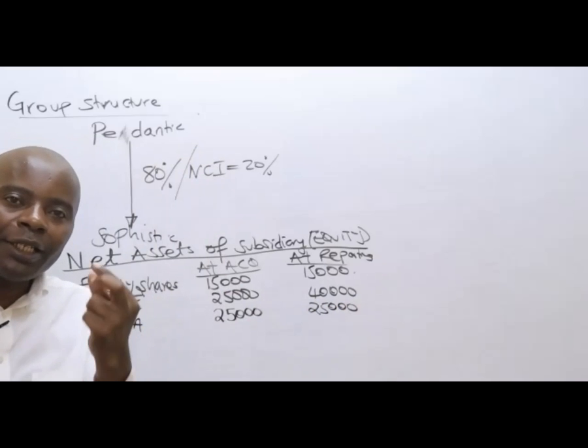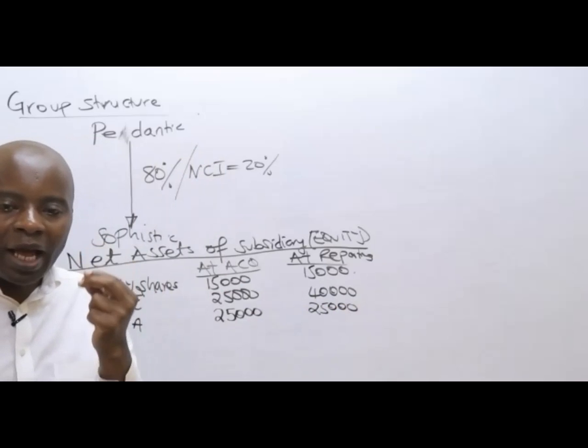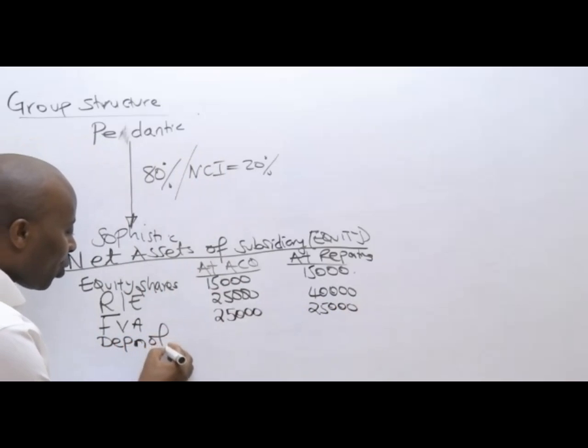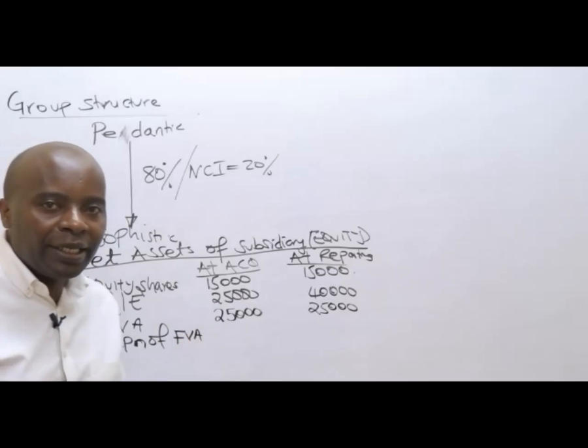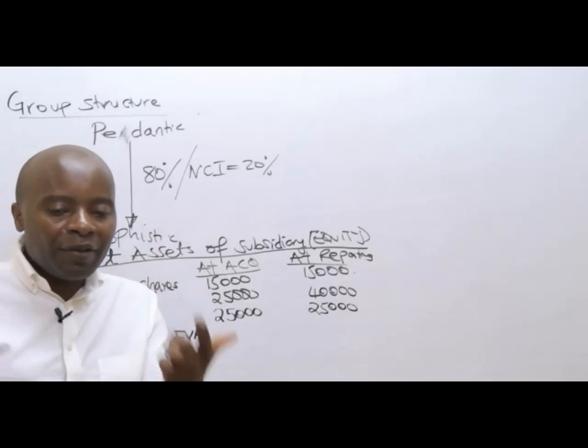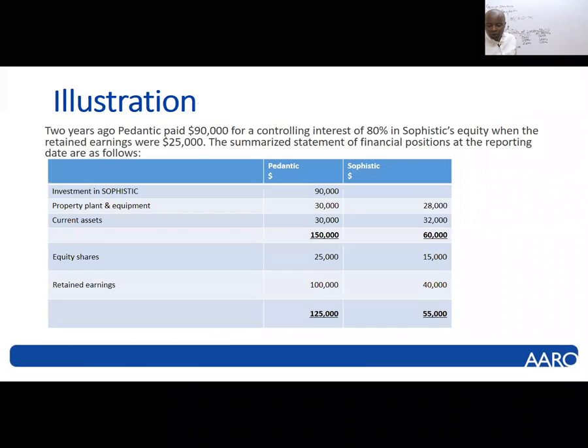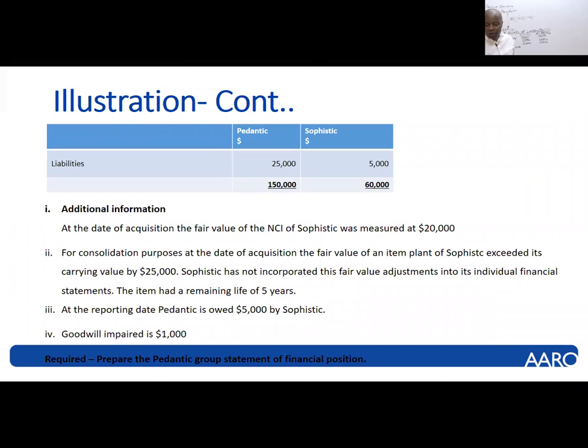Now remember, if it's a depreciable item, it will be very important for us to come and capture the depreciation of the fair value adjustment. Because chances are you're even told in this question that Sophistic had not incorporated this fair value adjustment. So of course, it goes without saying that even its depreciation had not been factored in. So what have they told us which can help us to ascertain depreciation? Number 1, the item has a remaining life of 5 years.